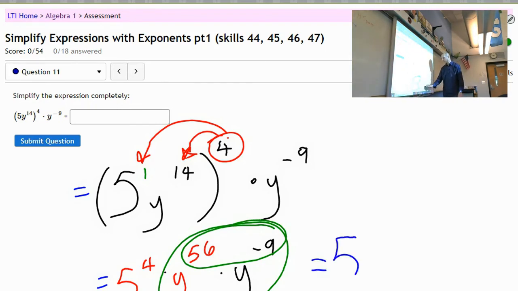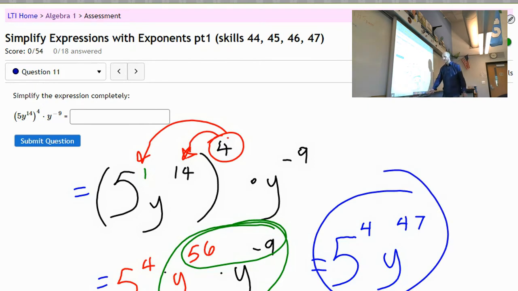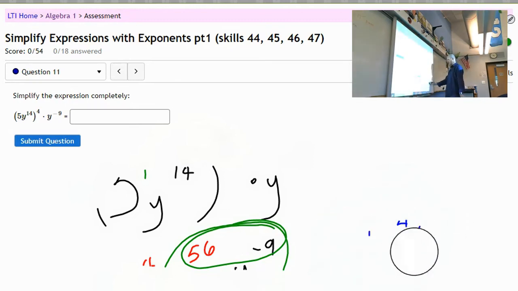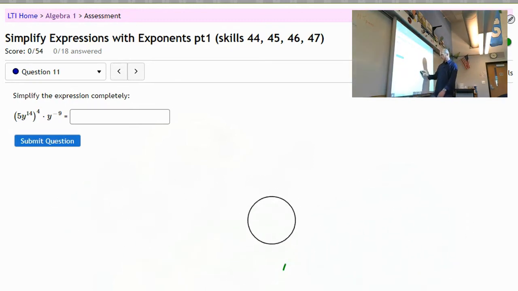is going to give me, let's do the 5 to the power of 4 first. That stays there. And so 56 minus 9 is 47. And these directions don't say to enter your answer in exponential form. So you could multiply out 5 to the power of 4, 5 times 5 times 5 times 5. It's a big number. You could probably leave it as an exponent.